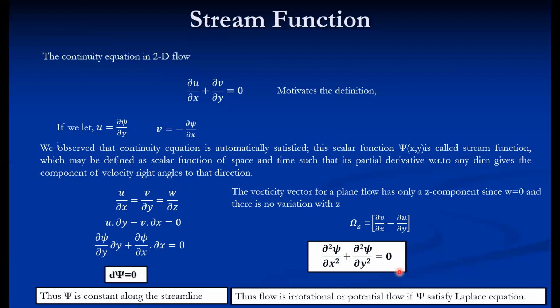The Laplace equation means the double derivative of that function with respect to x plus the double derivative with respect to y must come equal to zero. If it comes equal to zero, then the flow is irrotational. So for proving whether the flow is rotational or irrotational, instead of estimating the vorticity component, if the double derivatives of these functions in all three directions are added and come equal to zero, then the flow is irrotational.